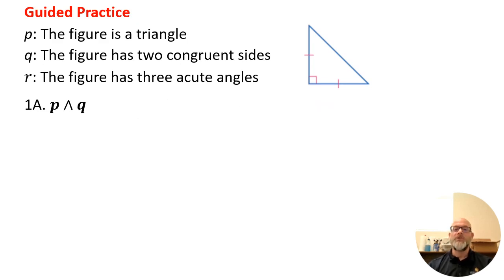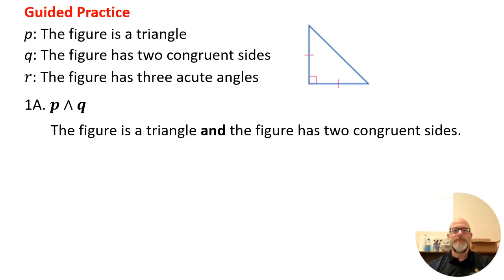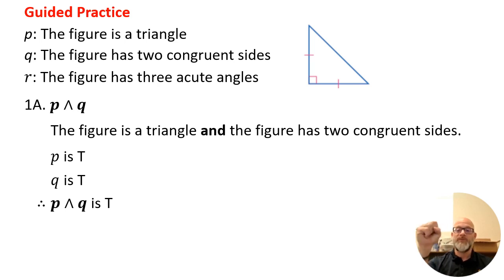All right. Why don't you try this on your own and come back? All right. P and Q. How am I going to translate this to verbal from algebra? The figure is a triangle and the figure has two congruent sides. Truth value of P, true. Truth value of Q, true. So truth value of P and Q is true. Remember, for a conjunction, an and statement, both statements have to be true for the conjunction to be true.